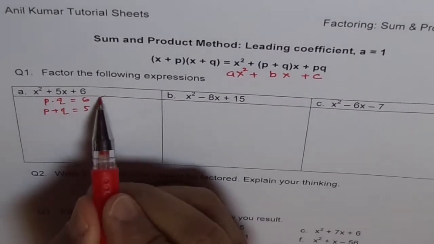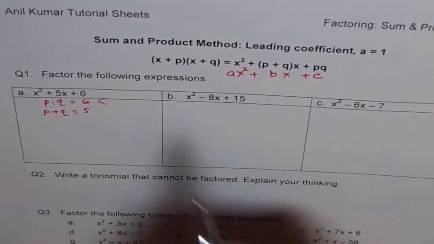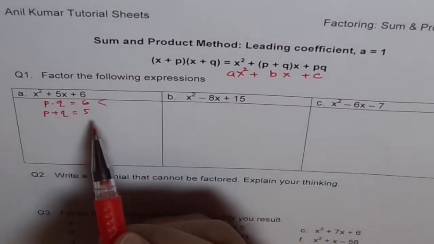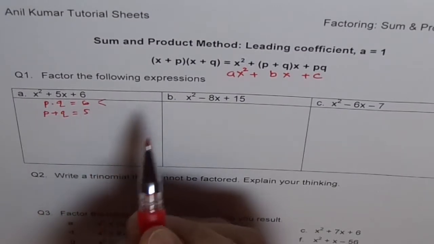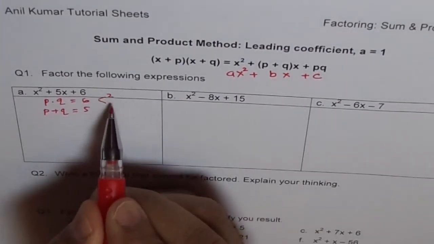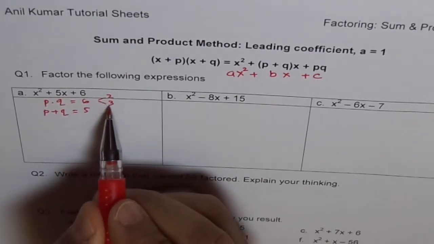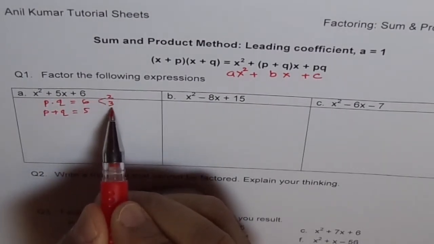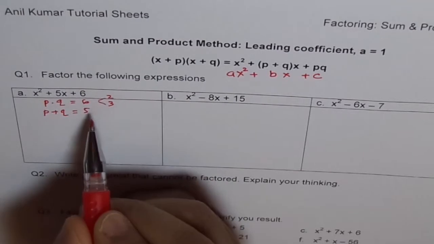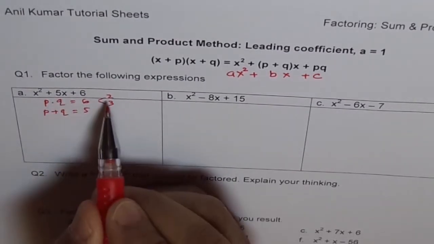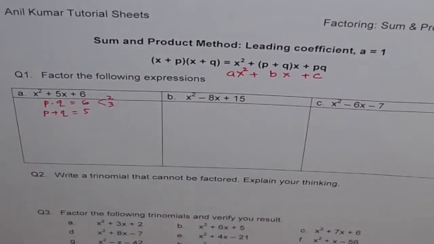There are only a few factors of 6. You can try: 1 times 6 adds to 7, not 5. 2 times 3 is perfect. So we can split this into 2 and 3. 2 times 3 is 6, and when you add 2 and 3, you get 5. In that case, we can split 5x and write it in terms of 2 and 3. So we'll do that.